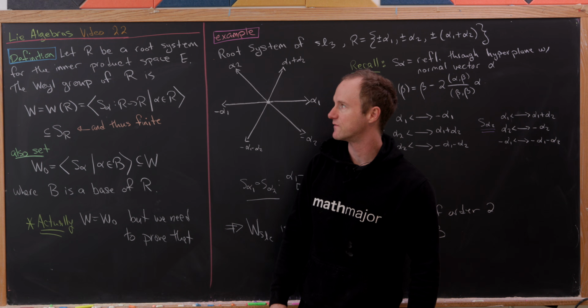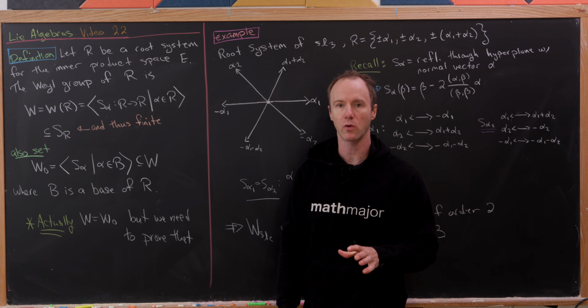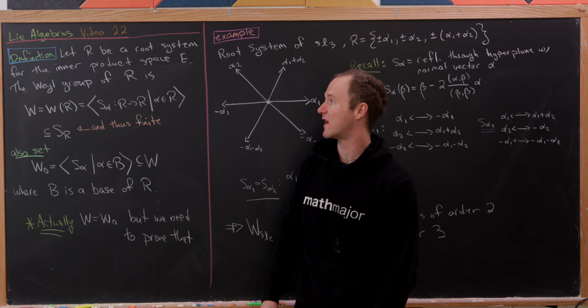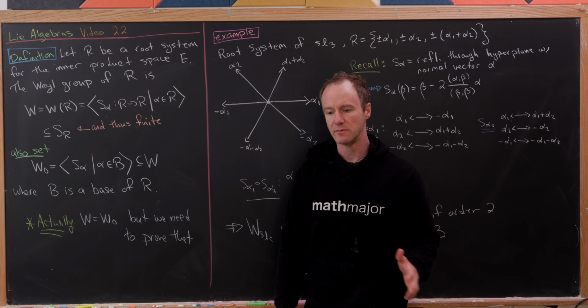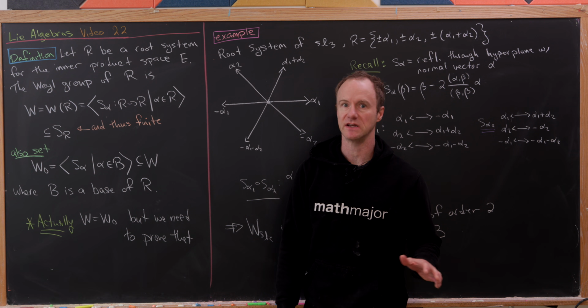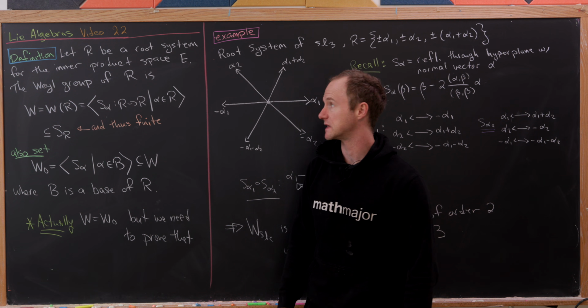This is the 22nd video in our series on Lie algebras, and today we're going to talk about a really important object attached to a Lie algebra, and that's called a Weyl group. Well, actually it's attached to a root system of a Lie algebra, but we'll see that the root system of a Lie algebra is unique. So actually, you can think of it as being attached to a root system or a Lie algebra.